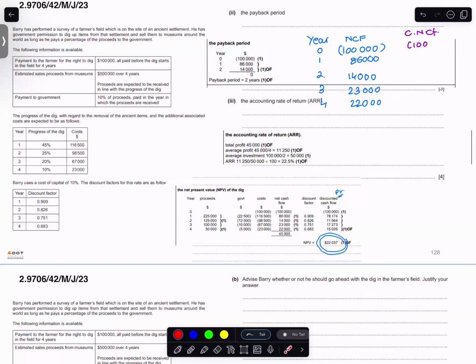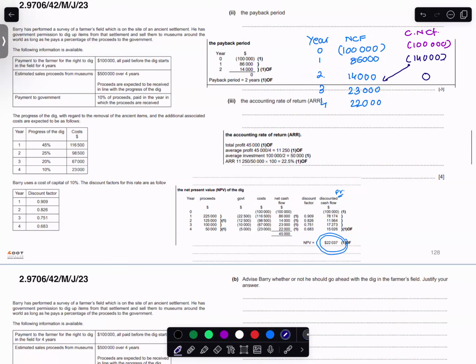For the payback period, we do it like this. We put the years and we put the net cash flow. Then we find the cumulative net cash flow. In the first year, it is negative. So now 100,000 minus 86,000 will give you negative 14,000. Then 14,000 minus 14,000 gives you 0.